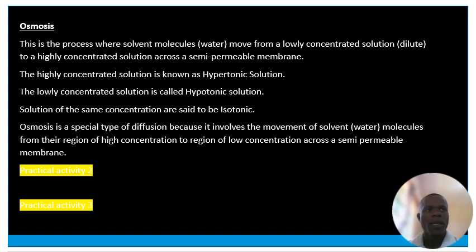We can say osmosis is a special type of diffusion because it involves the movement of solvent molecules from the region of high concentration to the region of low concentration across a semi-permeable membrane. This is why we call it a special type of diffusion.